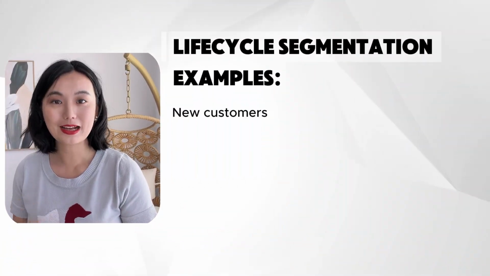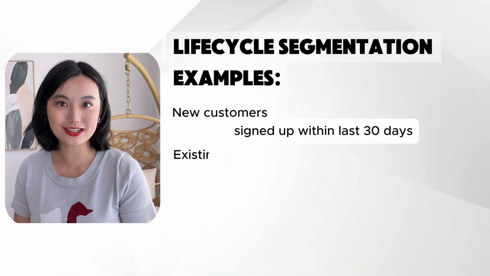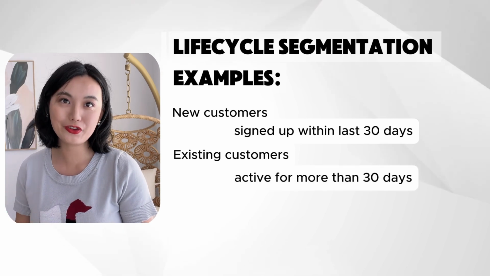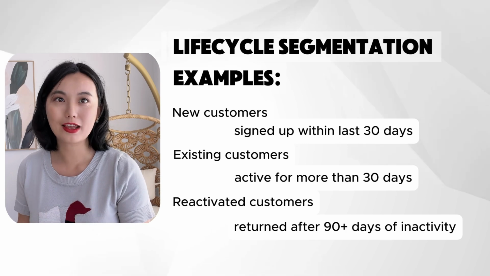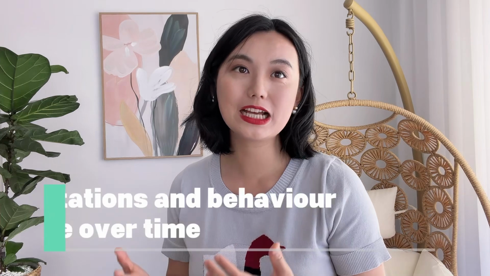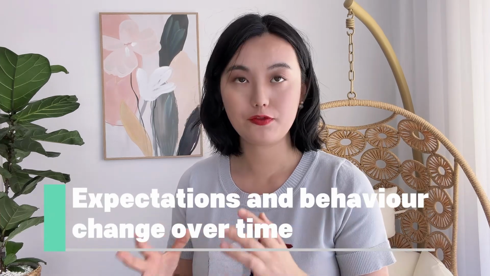I'm going to provide five common segmentation approaches, and I will give a typical real-world scenario to help you understand how to use each. First one, lifecycle segmentation. This is about where customers are in the journey. Common examples: new customer, signed up within the latest 30 days. Existing customer, active user for more than 30 days. Reactivated customer, returned after around 3 months of inactivity. Why does this matter? Expectation and behavior change over time. If you mix lifecycle stages, your metrics get disordered.